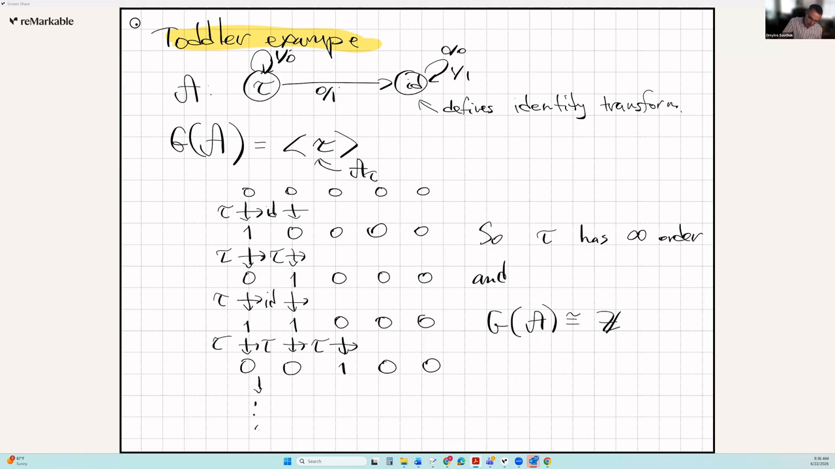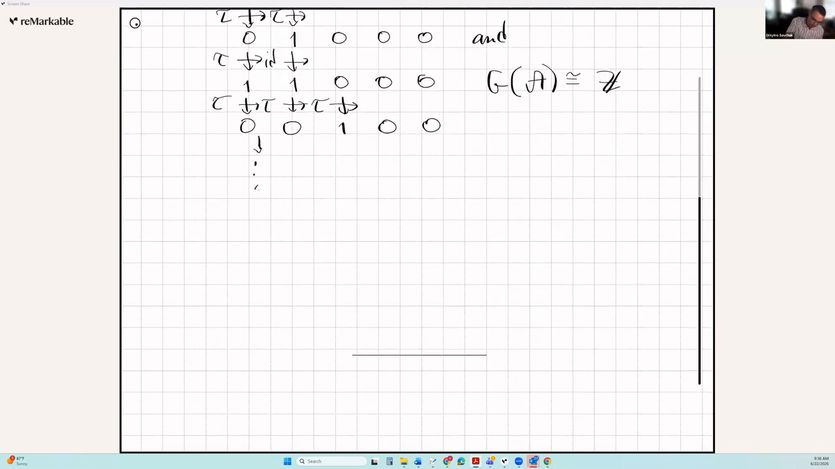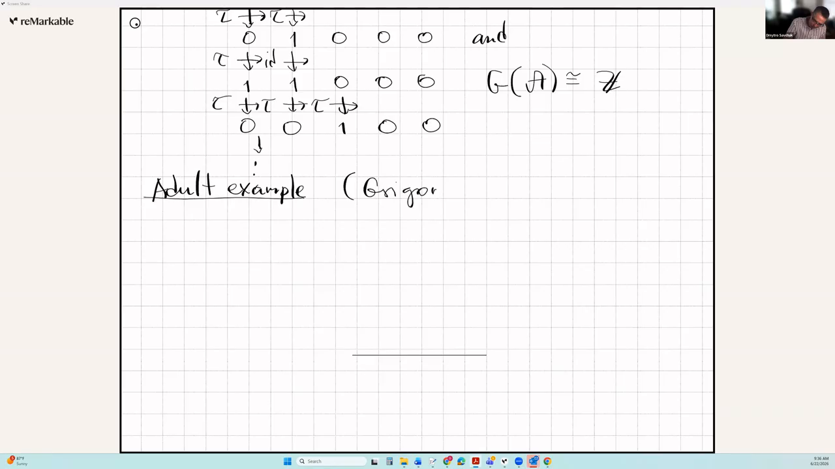So finally, let me just introduce you to an adult example. I hope that everyone is at least 18 in this chat. So the adult example will be the Grigorchuk group. And we'll probably try to prove next time that it's actually an infinite periodic group. The group is defined as follows. It has 5 states.